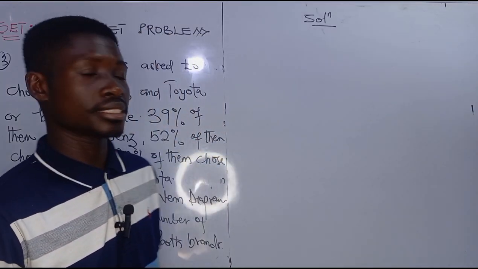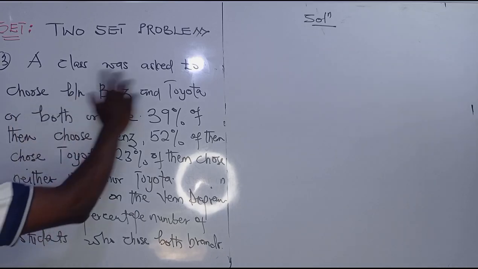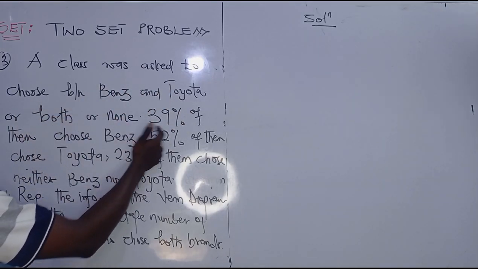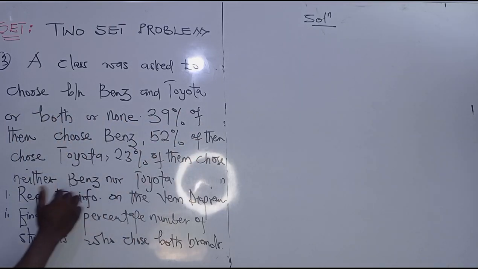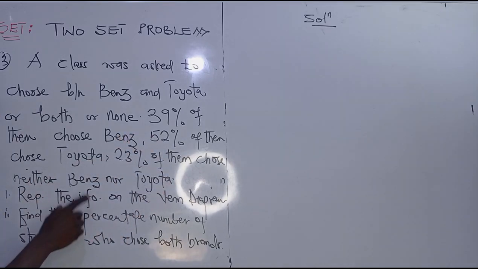So we have our last example. Let's read it together. A class was asked to choose between Benz and Toyota, and both or none. 30% of them chose Benz, 52% of them chose Toyota, and 23% of them chose neither Benz nor Toyota.